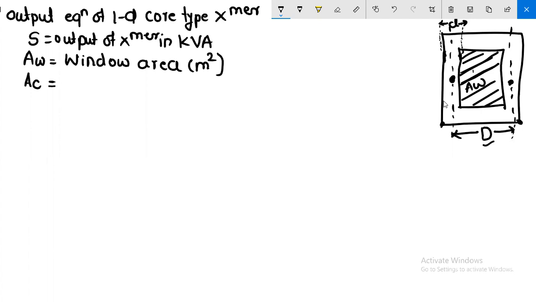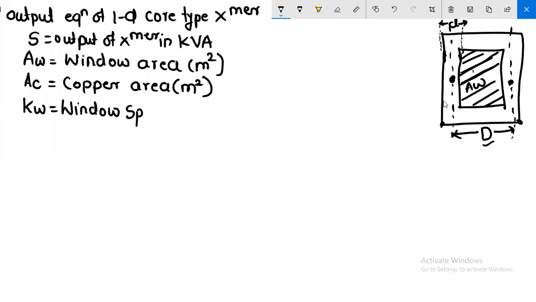As you know, whatever turns or core part we have, copper is present in it. So whatever that area of copper is, it is denoted by A suffix small c, which we measure in meter square. Then there is another important term, K suffix small w. That term is considered the window space factor.